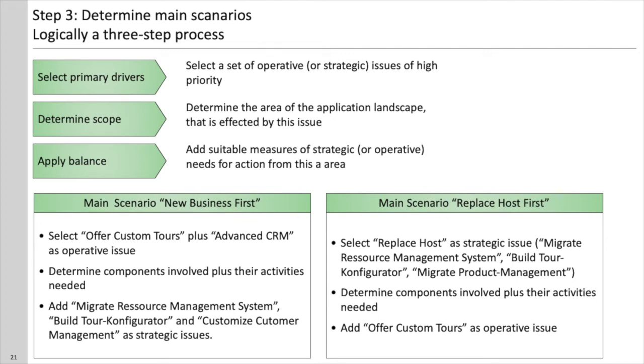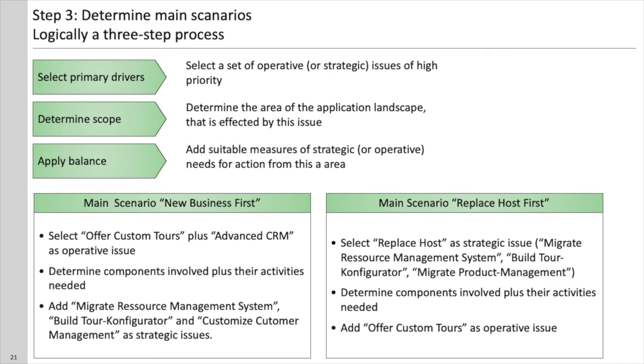And concerning our large-scale refactoring, concerning our optimization of our architecture, coming closer to the ideal, we map some steps, like for example, to migrate the resource management system, build the tool configurator, and customize the customer management. These 3 strategic issues we apply as a balance.